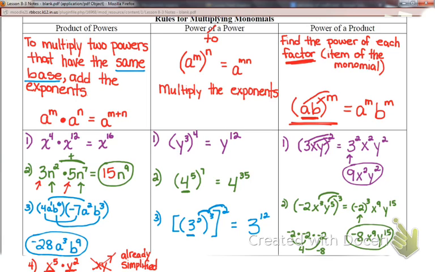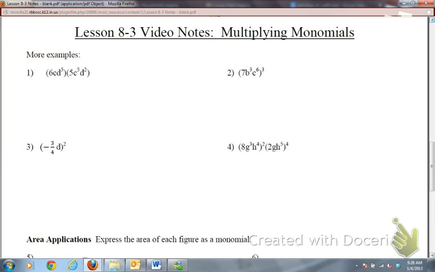Okay, those are the basic rules for multiplying monomials. We're going to do a few more examples on the back, as well as we're going to apply this to area and volume. Alright, so let's use what we learned on the front side of the paper, on the first part of the video, to do these examples.